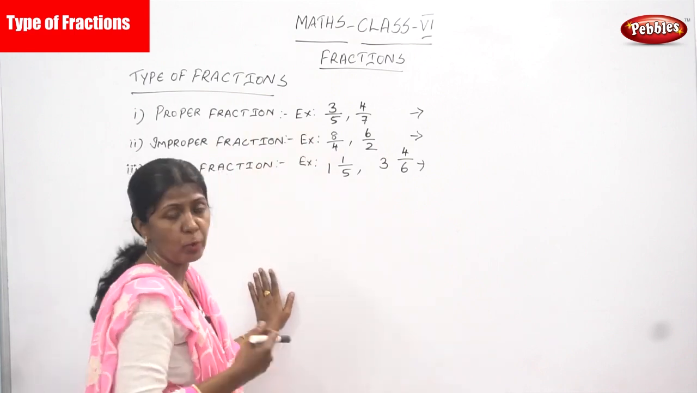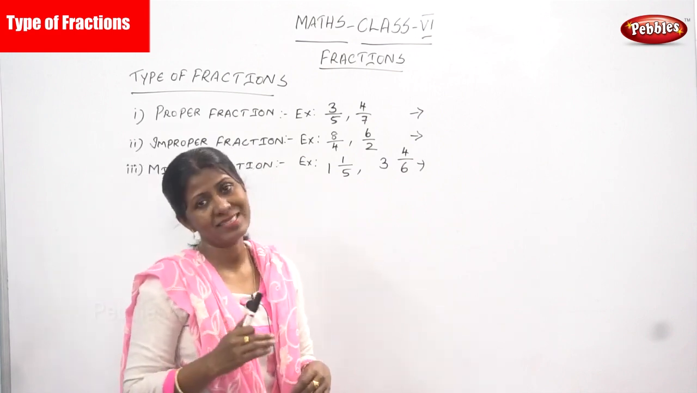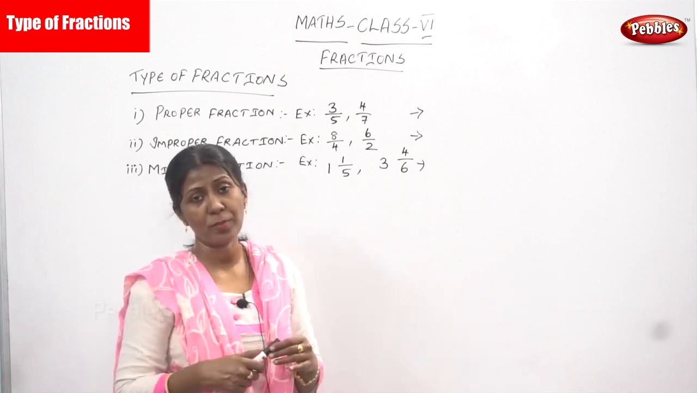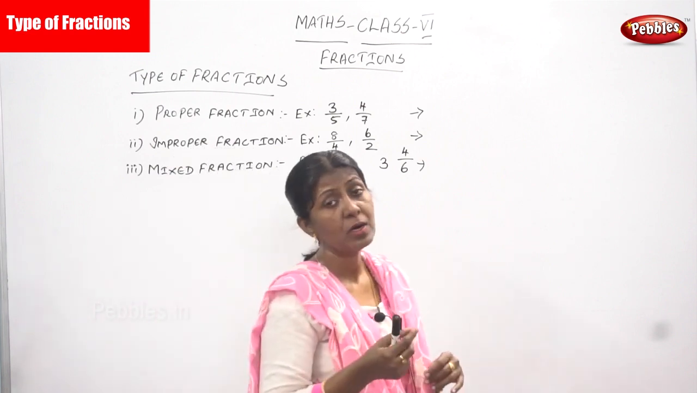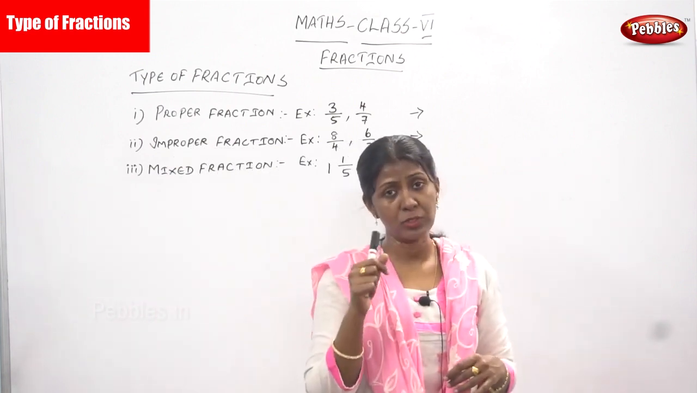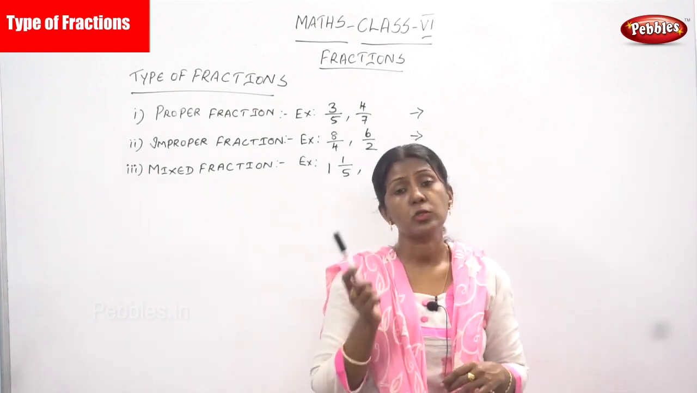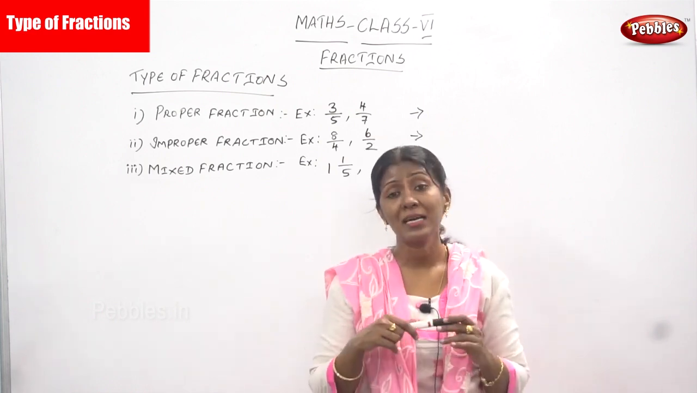You must know what a proper fraction is. A proper fraction is nothing but a fraction where the numerator is lesser than the denominator. Generally, a fraction means we have two numbers: one is a top number, another one is a bottom number. The top number we call the numerator, and the bottom number we call the denominator.